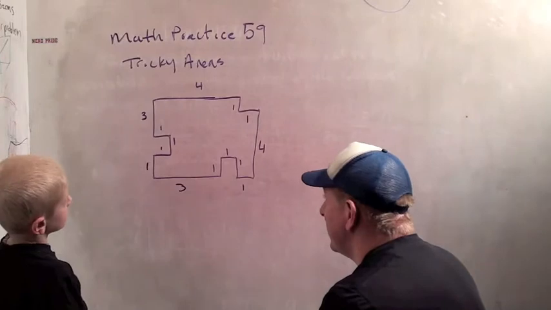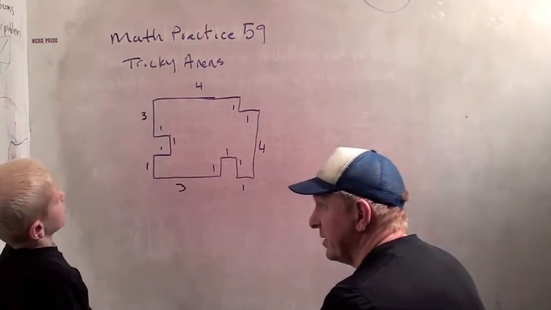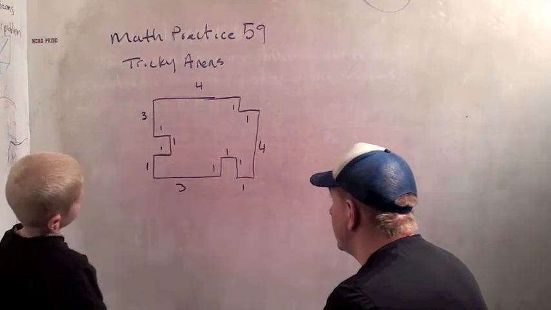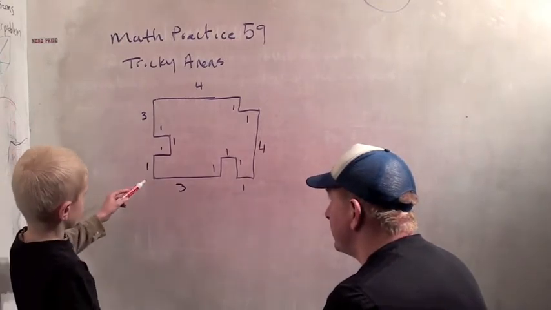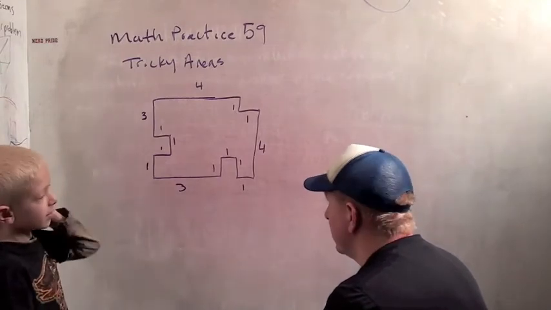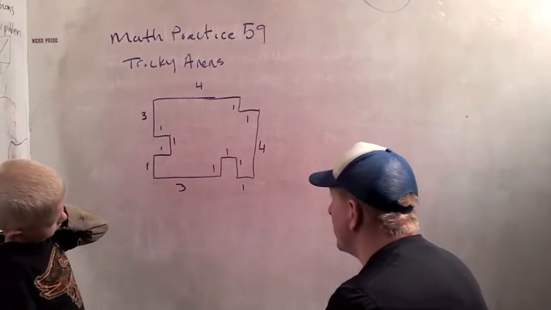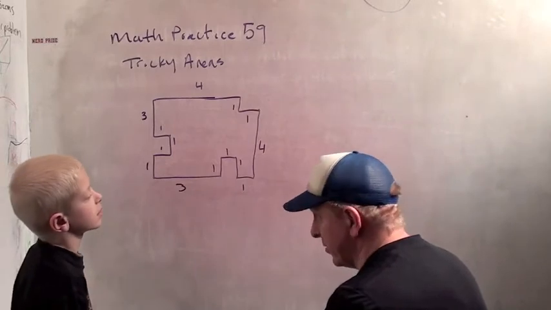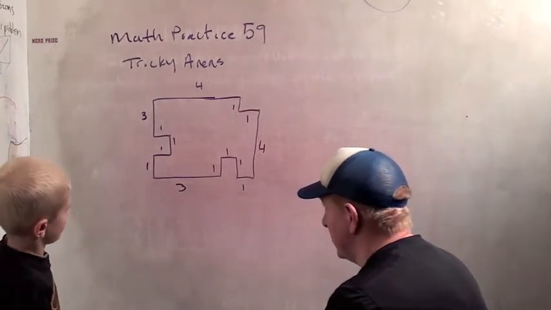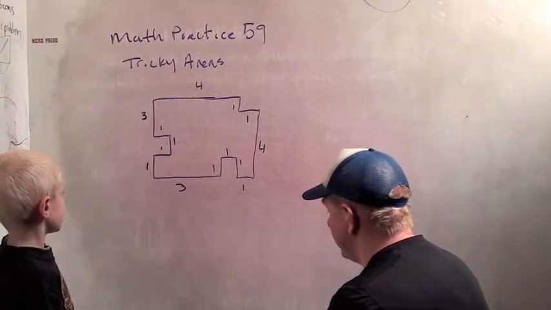So, it's pretty easy to find the perimeter of this, right? Yeah. What do you do? You just count all the side lengths and add them up. But finding the area is a little harder, right? A little bit, but it's not impossibly hard. Well, what would you do here to find the area?